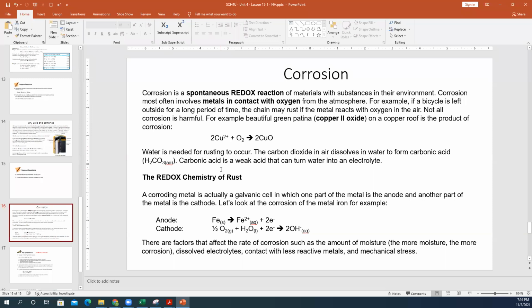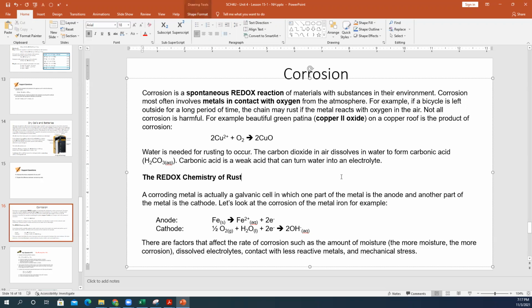But if all of these metals and oxygen were kept in perfectly dry conditions, this oxidation wouldn't happen, this rusting wouldn't happen. Water is needed for rusting to occur. And the carbon dioxide in the air dissolves in the water to form a very weak solution of carbonic acid. This is carbon dioxide and water mixed together, carbonic acid. And carbonic acid is a weak acid that turns water into an electrolyte.